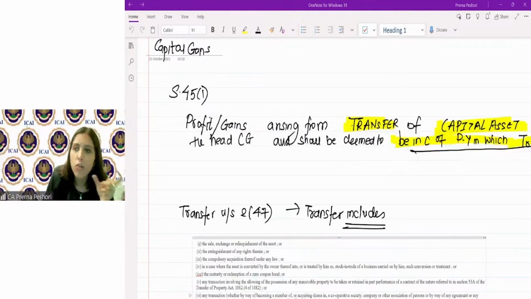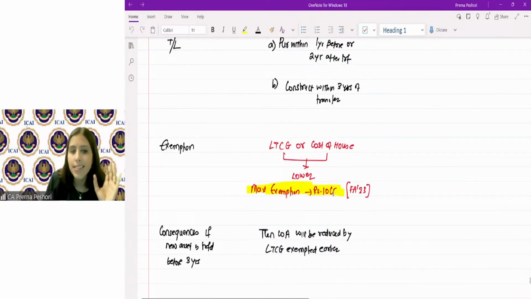Fine. Then what is the exemption? Exemption is your LTCG or cost of house. But the maximum exemption, as I told you, is going to be rupees 10 CR. And in case you are transferring the asset within the 3-year period, then the cost of acquisition will be reduced by the LTCG exempted earlier. Yes, students? Is it clear?